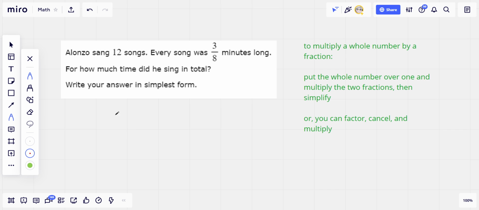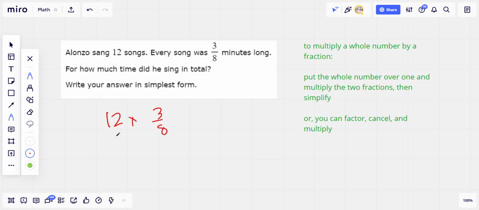So let's read this one. It says, Alonzo sang 12 songs. Every song was 3/8 minutes long. For how much time did he sing in total? Okay, so this is the length of something. You've got 12 of them. You want to know the total length. So you're going to multiply 12 times 3/8 minutes.